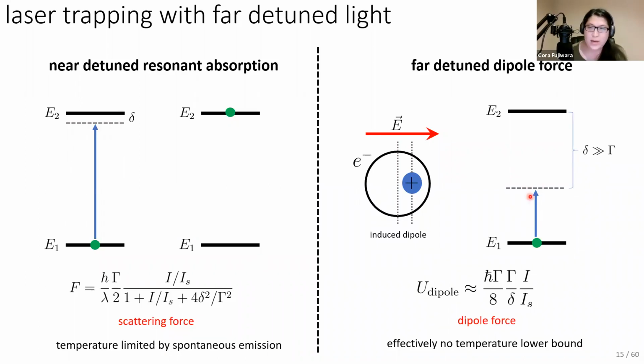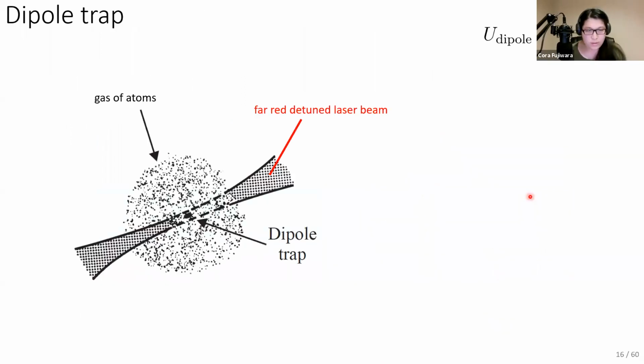So let's go ahead and do this in the lab. The way we're going to do this experiment is I'm going to consider my gas of atoms, say that magneto-optical trap that I was showing you before. Here we have this background gas, and we're going to shine on this very far red detuned laser beam over here. As I mentioned, the atoms will be attracted to the regions of highest intensity given by this dipole potential. So the atoms will coalesce at this point here, because I'm focusing down this laser beam to get a really high intensity.